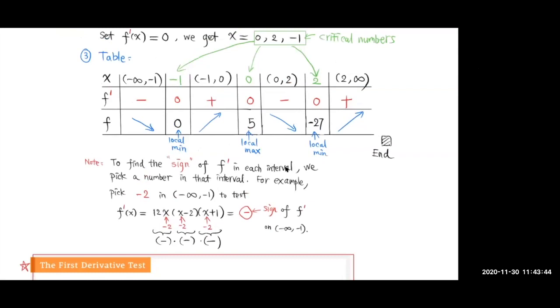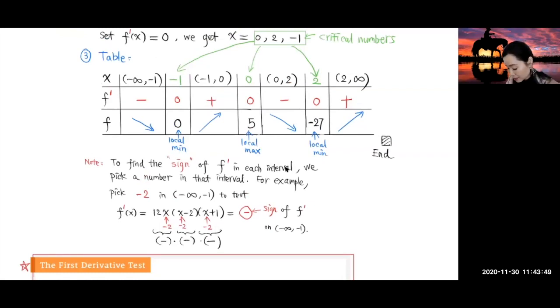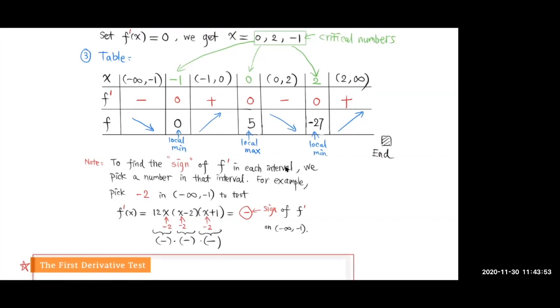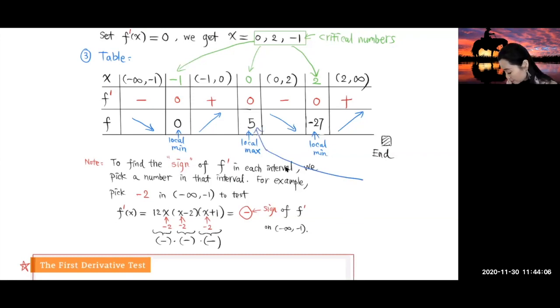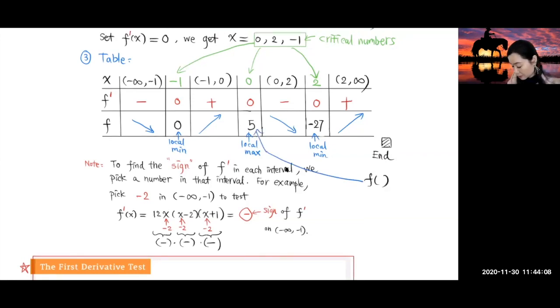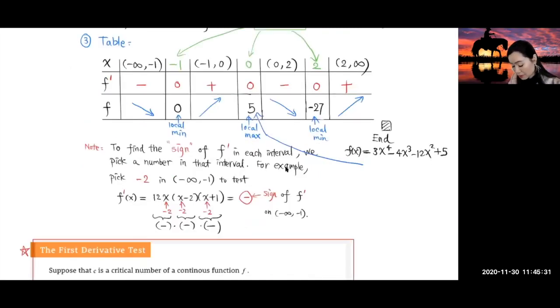How did you get 0, 5, and -27 again? Oh, okay. Let me go over that. So over here, you have 0, right? How do you get this 5? Okay. So this is f of 0. That was the function itself. So to find f of 0, you just substitute 0 into x. So f of 0 will be equal to 5, equal to this 5 over here. Yes, thank you. And f of 2 will be similar.